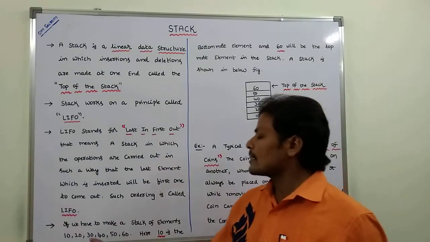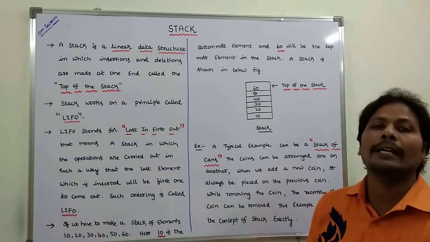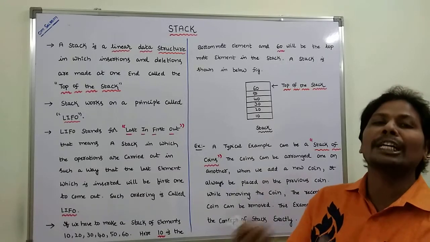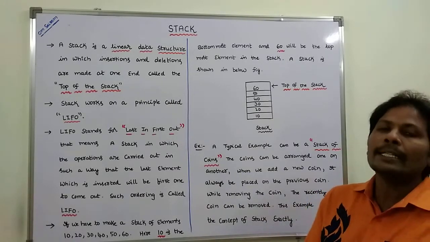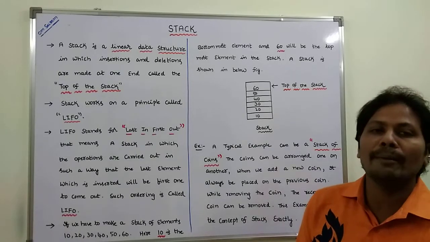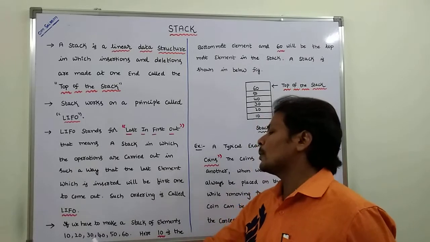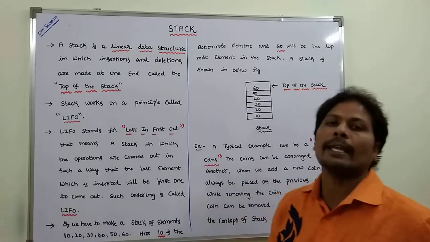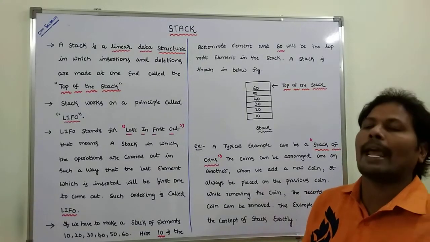So then suppose we are inserting element 30 into the stack. So what are the steps we have to follow? First we are incrementing the top. After incrementing the top pointer, then we are inserting the element into the stack. So in the same way, 10, 20, 30, 40, 50 and 60, we are inserting the elements into the stack.